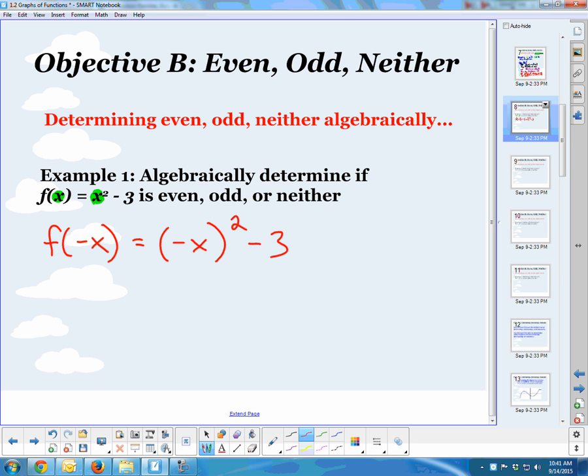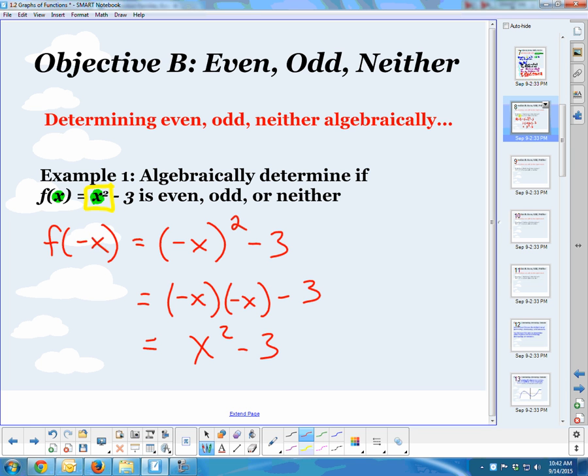Some of the question might be, do I need parentheses around the negative x or not? In general, parentheses are a good idea for substitutions. In this case, in the original problem, all of x is being squared, so I want to square all of its replacements. So I'm going to go ahead and use parentheses. Now I'm going to do some simplifying. Negative x squared is negative x times negative x, minus 3. Negative x times negative x is a positive x squared minus 3.